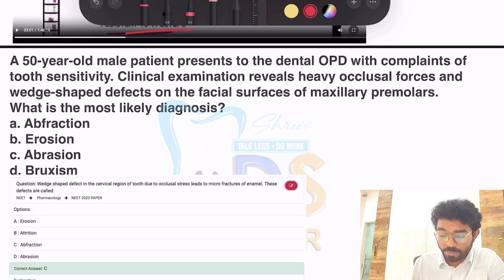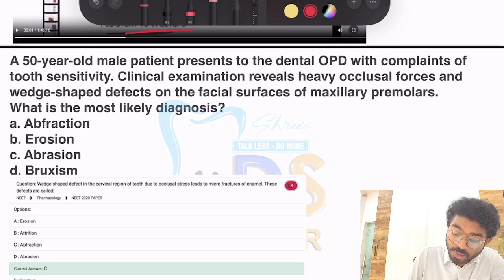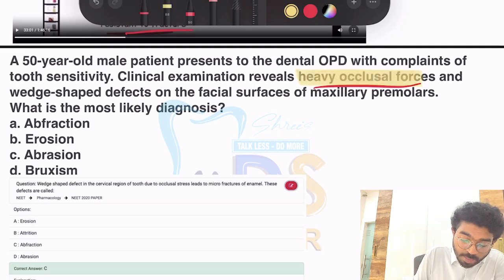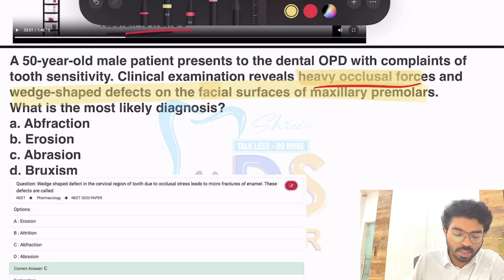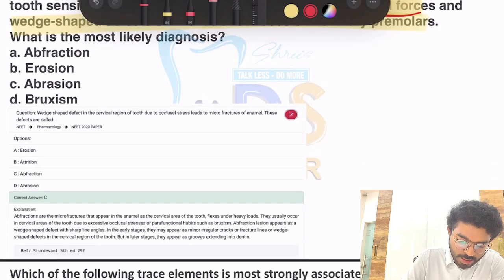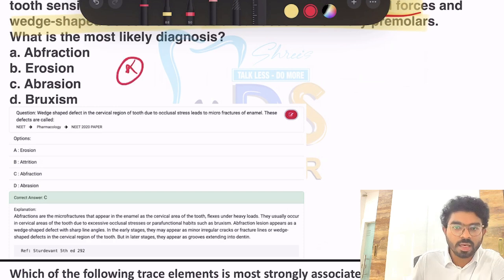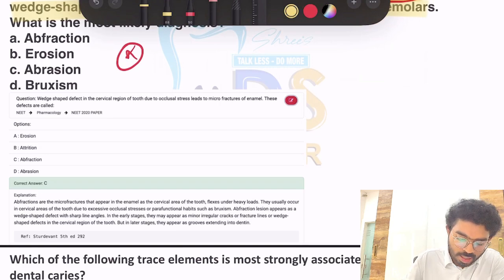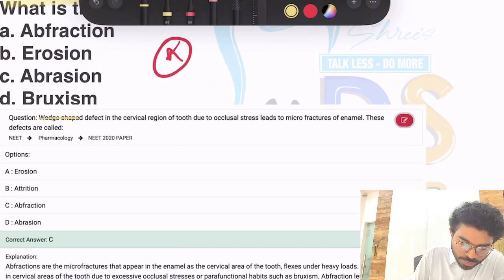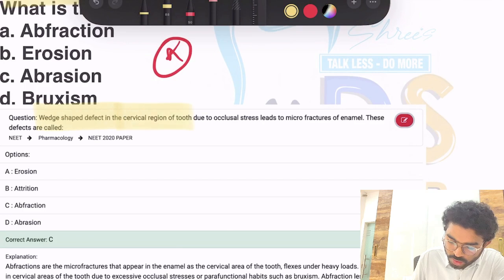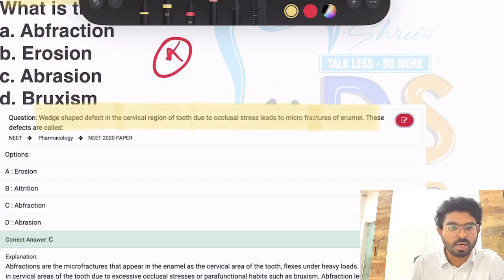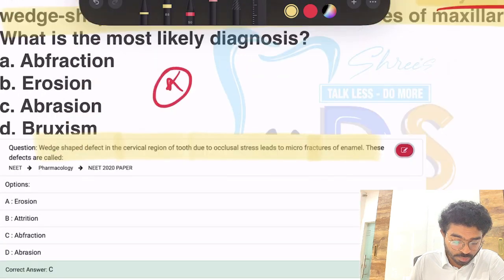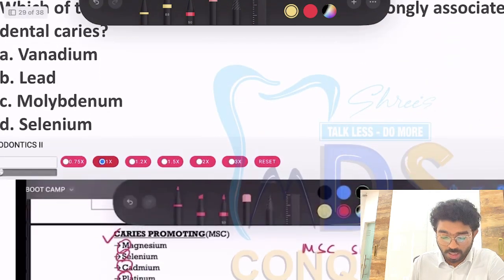Next, a 50-year-old patient presented to the dental OPD with a complaint of tooth sensitivity. Clinical examination reveals heavy occlusal loads, a key point to be noted, and a wedge-shaped defect on the facial surface of the maxillary premolars. Of course, you guys know the answer. The answer is A. This is a straight question from the NEET 2020 paper, which is discussed on the website. A wedge-shaped defect in the cervical region of the tooth due to occlusal load leads to microfracture of the enamel. The answer is abrasion. It's there on the website, and I hope most of you have practiced.